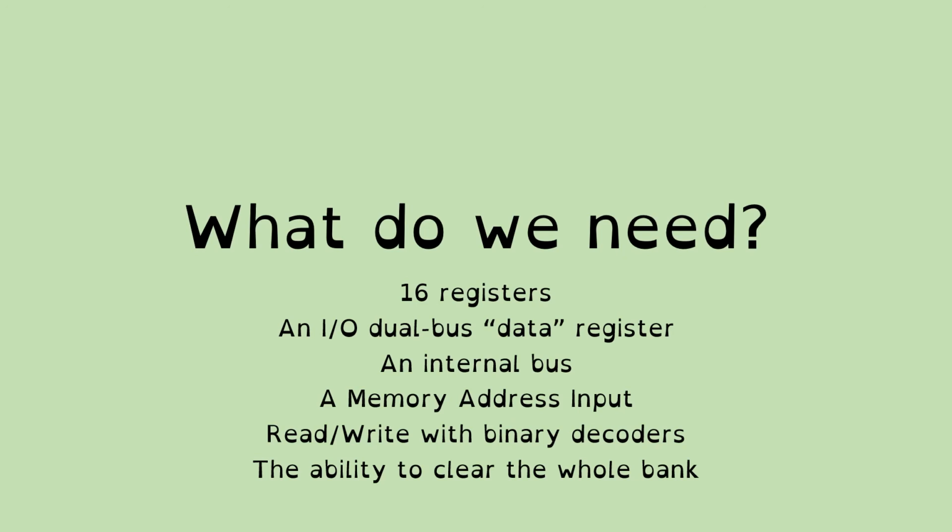But we're going to look at this. This is our shopping list of capabilities, and I'm going to quickly look through it in terms of hardware. What do we have and what do we need? So 16 registers, we already have bus-ready registers. An I/O dual bus data register, that is something we don't have. We don't have a dual bus register. An internal bus, that's just wires. Memory address input, again, that's just wires. Read-write with binary decoders, we've got 4-bit binary decoders, so we can do that. And we've got the ability to clear the whole bank, that's just one wire connected to all the registers. So we should be fine.